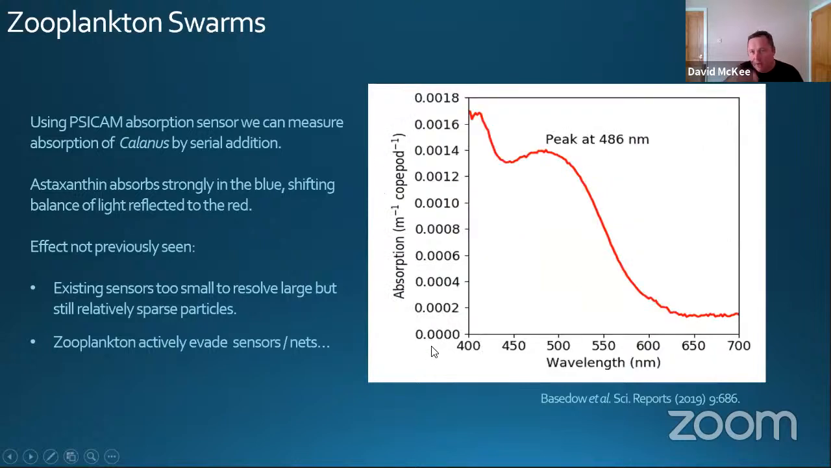And when we then did a linear regression of this, we see that we can predict the absorption per unit animal, and there is this strong peak in the blue-green associated with, we believe, the astaxanthin content of the animals. This is a fairly radical new observation. We haven't worked in this area before. We're still trying to understand exactly how much effect the animals have on the overall radiative transfer.